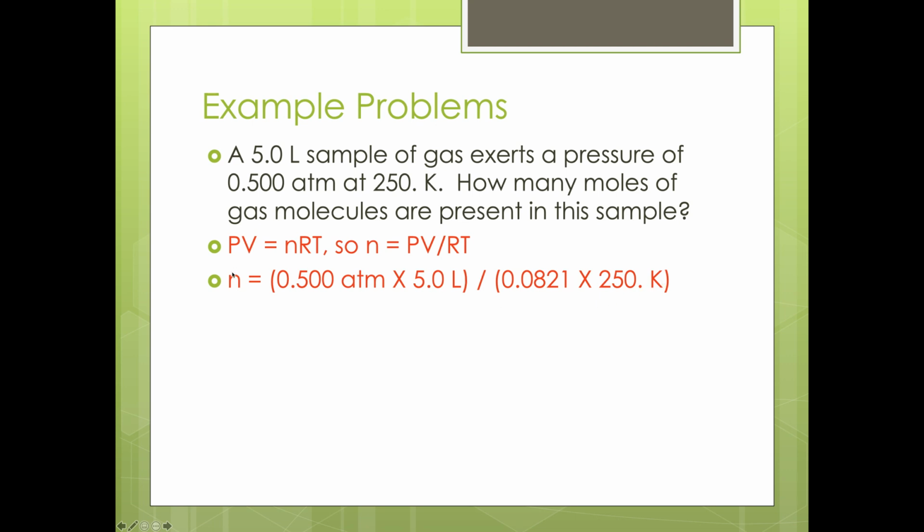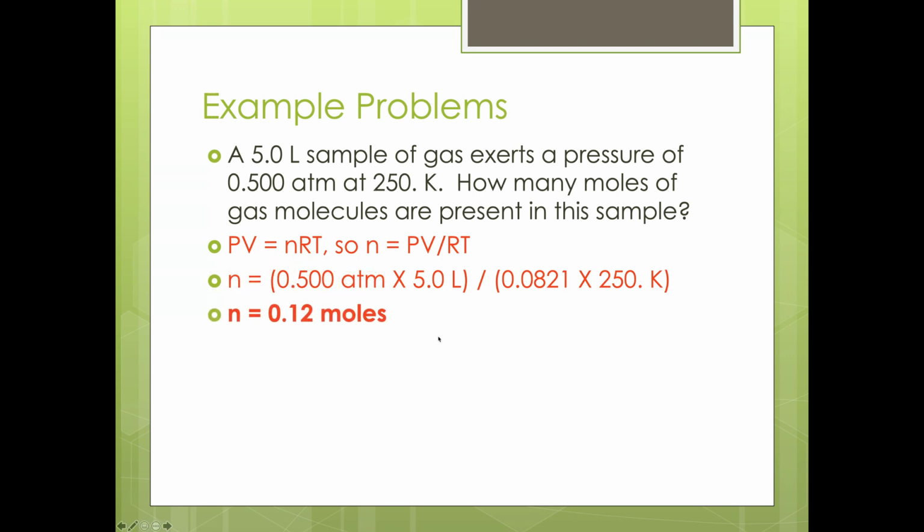and leave us with moles. But once we do the math, 0.5 times 5 divided by 0.0821 divided by 250, right? Hit divide by again, so your calculator knows it's in the denominator. Then you'll get your moles.